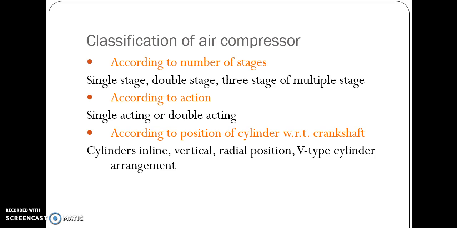According to the number of stages, an air compressor could be divided as a single stage, a double stage, triple stage, and more than that, a multiple stage. And categorizing by action, it falls under single acting and double acting. And if classified by the position of the cylinder with respect to the crankshaft, there are inline, vertical, radial position, and V-type cylinder arrangements.